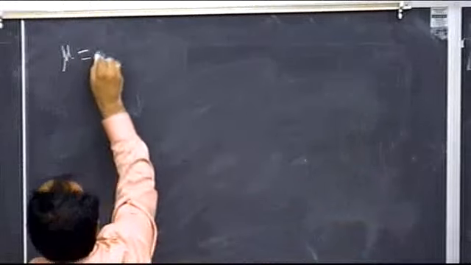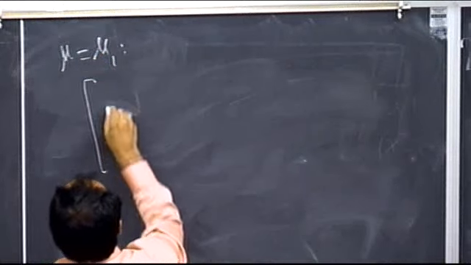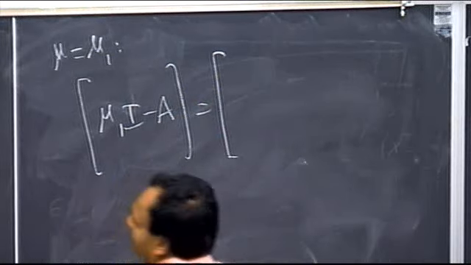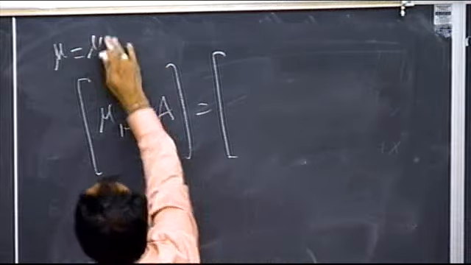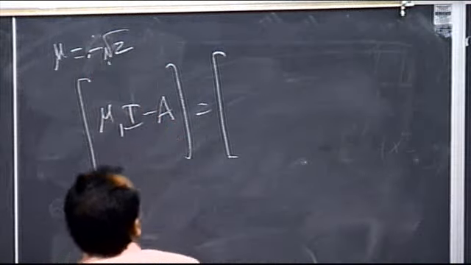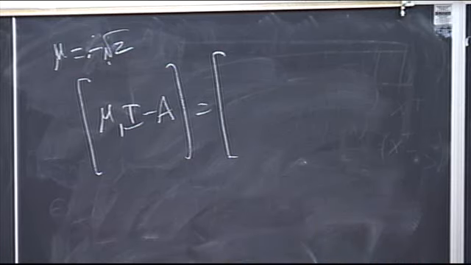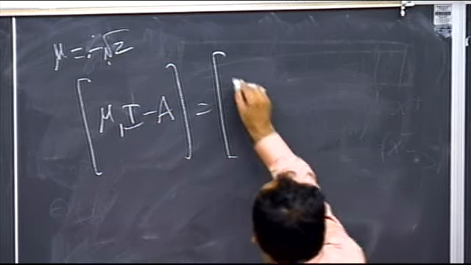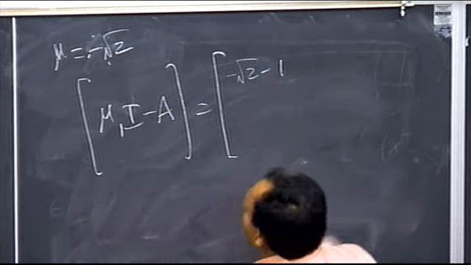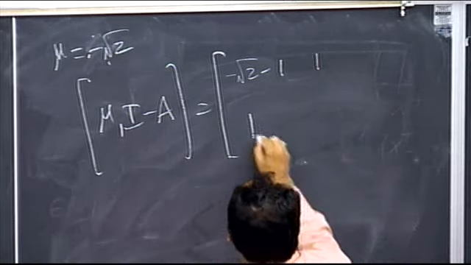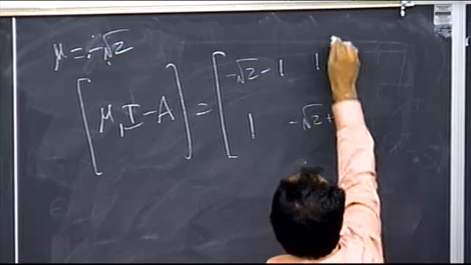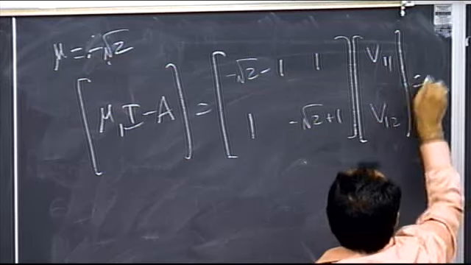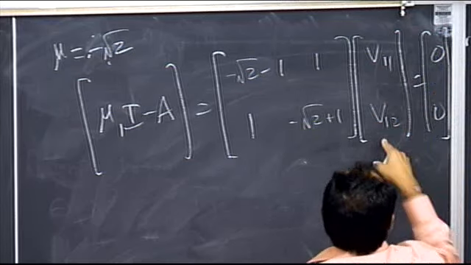So say mu is equal to mu1. I've got mu1 I minus A is equal to what? Well, mu1 is equal to negative the square root of 2. So if I put in negative the square root of 2, what do I get? I get minus the square root of 2 minus 1, 1, 1, and minus the square root of 2 plus 1, and this has to be times v11, v12 equal to 0, 0, where v1 is the first eigenvector, right?